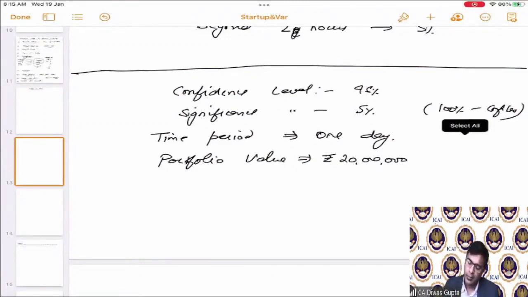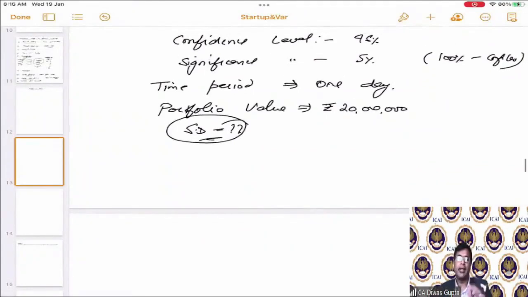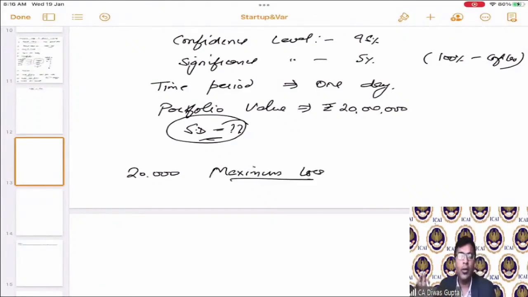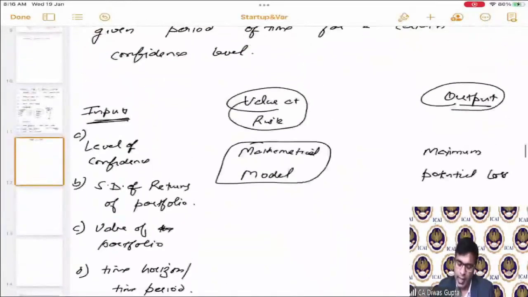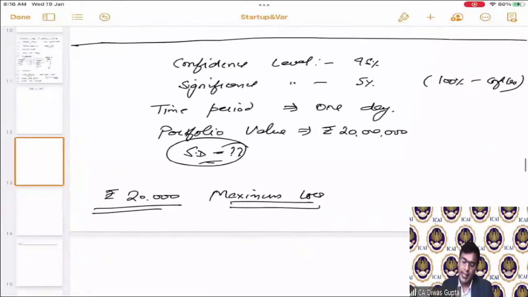Okay. Now, SD is also given to us, but I'm not putting that value because as of now we will not use it in our understanding, because I'm just wanting to create the understanding here. Correct. Now, if we arrive using VAR, let's say 20,000 is the maximum loss that is coming as an output. We put all these things into this model, and we arrive at the maximum potential loss of rupees 20,000. So what does this first of all mean? This means that within 1 day, there are 95% chances that the maximum loss will be 20,000. Very easy, very simple.